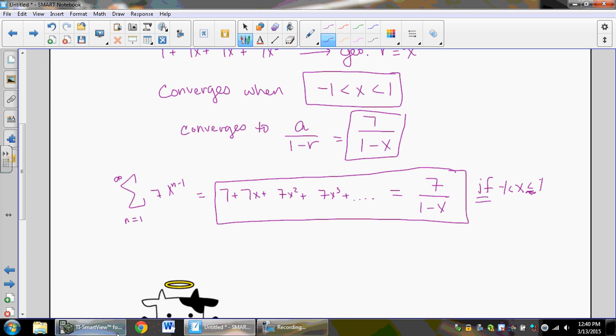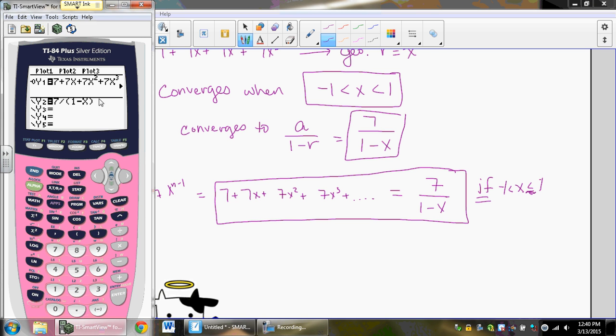Wait, what, Mrs. Weber? That means if I go into y equals and I type in a polynomial, 7, 7x, and I type in 7 over 1 minus x and I graph them, here's the polynomial. This is on a window from negative 2 to 2, by the way. Okay, here's the polynomial. And there it goes. And ready? Here comes my other function. Where is it? I don't even see it. Here comes. Look, they touch right there. Well, that's kind of cool.